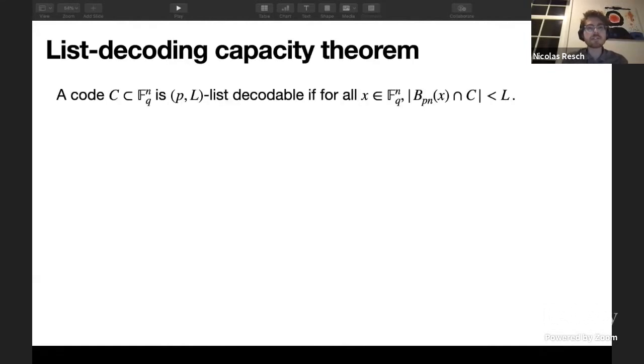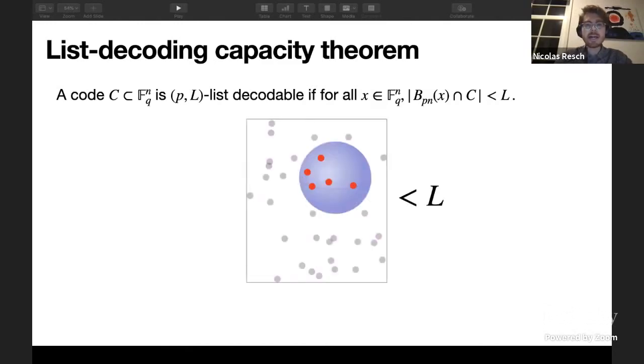Another example, which is particularly relevant to this work, is the list decoding capacity theorem. To describe this theorem, I'll first say what it means for a code to be list decodable. I have the definition written formally above, but informally, it means that whenever I take a ball of radius p, which is just the set of all strings that differ from the center x in at most pn coordinates, I never collect too many codewords. So there are always fewer than capital L codewords in any ball of radius p.